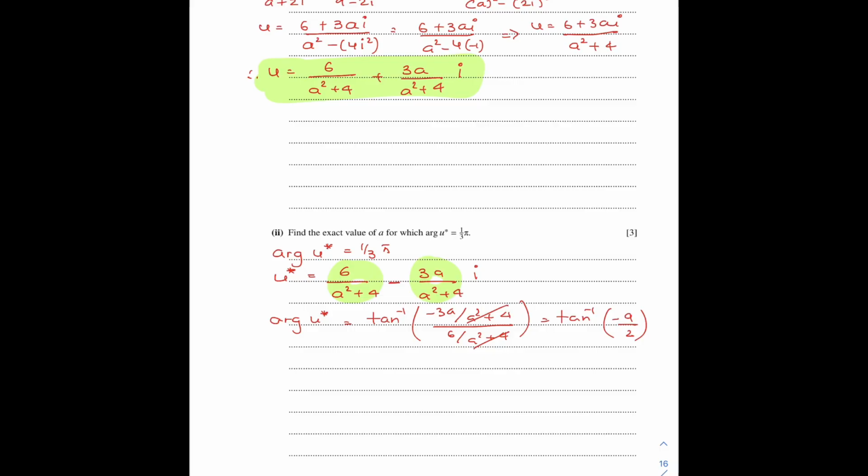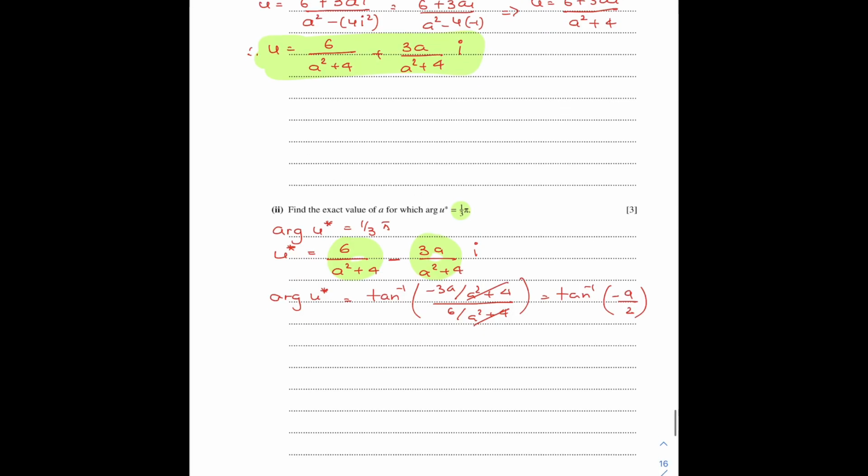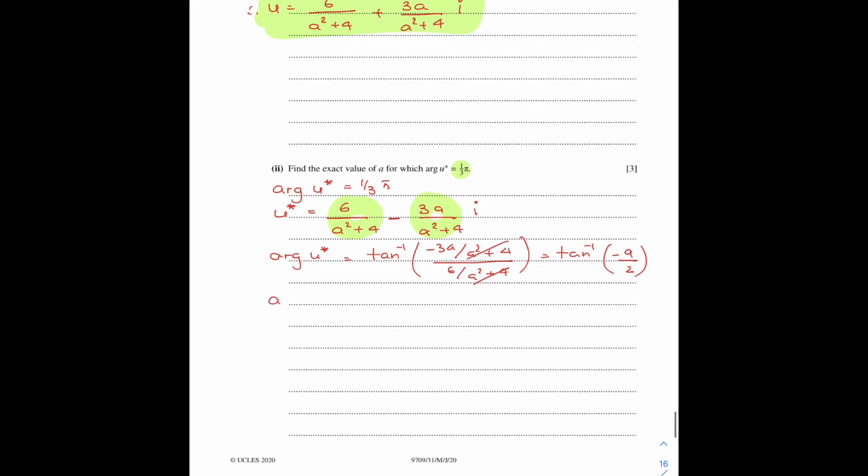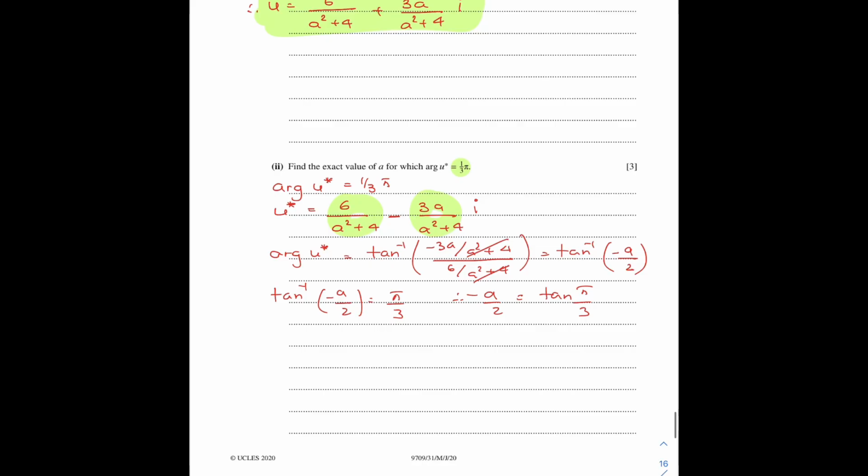I can get rid of the denominator from both sides, so this is the same as tan inverse of negative 3a over 6, which is negative a over 2. It's given that the argument of u star is pi over 3. So I'm writing tan inverse of negative a over 2 is pi over 3, sending tan inverse to the other side.